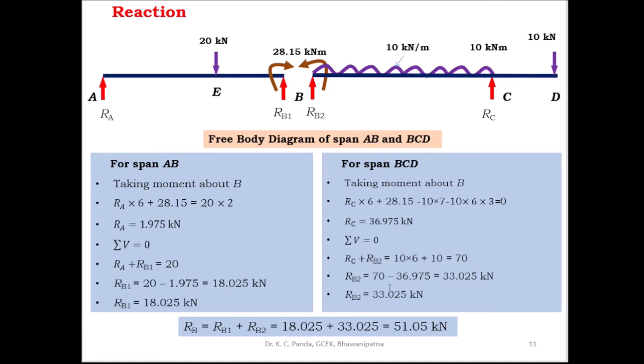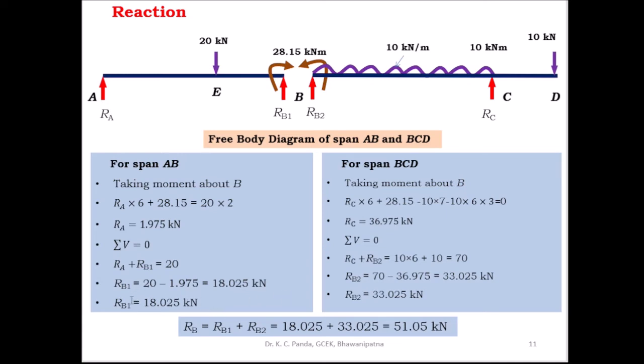Then find out what is the reaction at support B, RB2. RB2 is equal to 70 minus 36.975, this is equal to 33.025 kilonewton. Then RB2 is equal to 33.025 kilonewton.